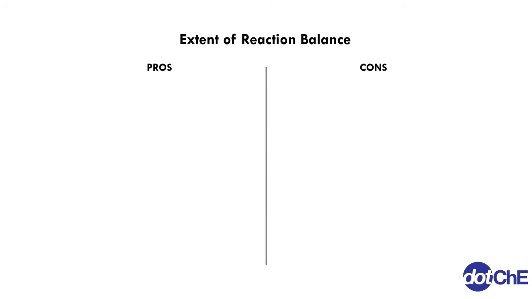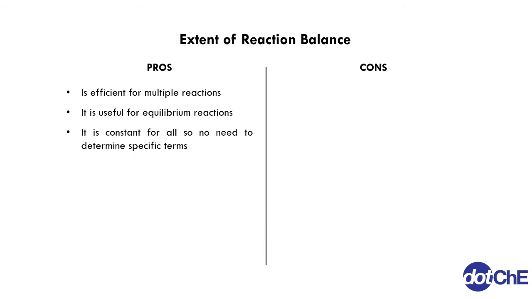Now let's consider the extent of reaction balance pros and cons. So our first pro is that this is very efficient for multiple reactions. However, I would not say it is efficient for all multiple reactions, but I would like to say that it is very efficient because you could just write different extents for different reactions. However, if you have so many reactions, this is not very efficient anymore. Also, it is very useful for equilibrium reactions. But this is another topic, and maybe this will not come out in the exam. But I encourage you to study more behind it.